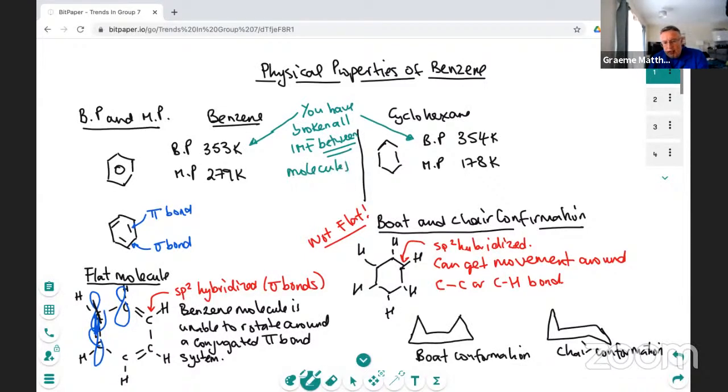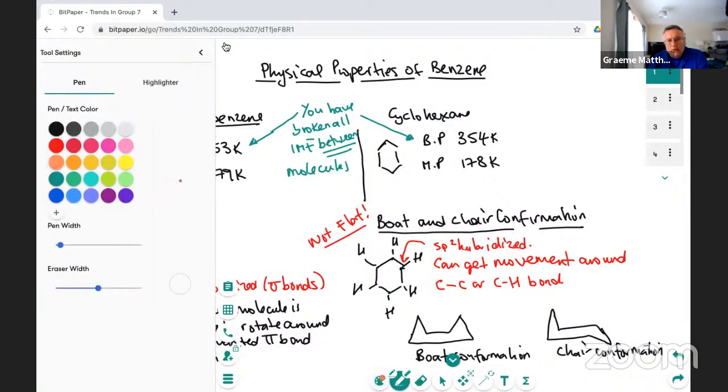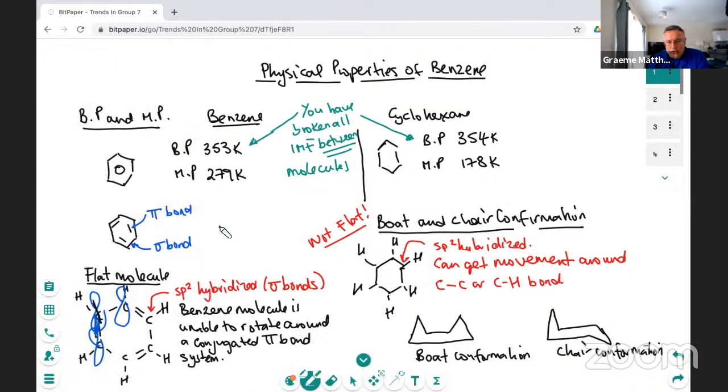Now, we said last time that the IMFs present were van der Waals forces in benzene and the van der Waals forces in cyclohexane, right? You've broken all the IMFs between the molecules, and so they're obviously in the gas phase, and so therefore they have the same boiling point. All right, similar boiling points. Okay, so you can write down you've broken all the IMFs between the molecules.